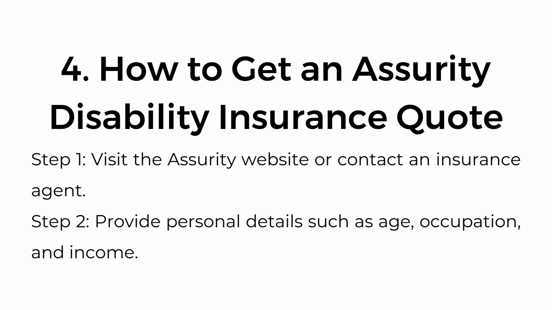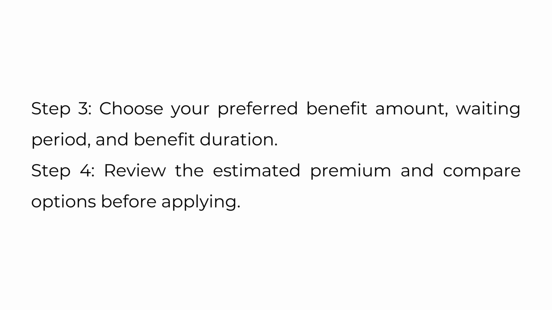4. How to get an Assurity Disability Insurance quote. Step 1. Visit the Assurity website or contact an insurance agent. Step 2. Provide personal details such as age, occupation, and income. Step 3. Choose your preferred benefit amount, waiting period, and benefit duration. Step 4. Review the estimated premium and compare options before applying.